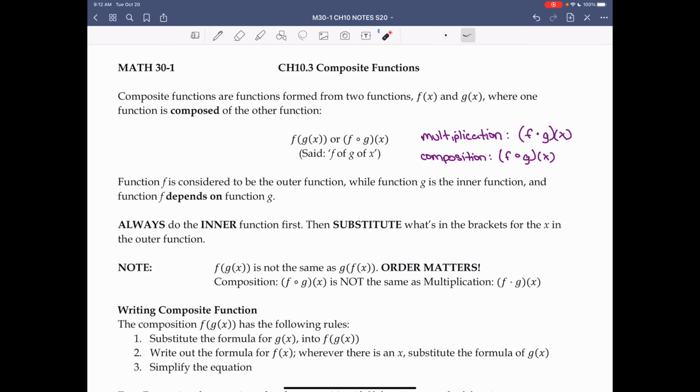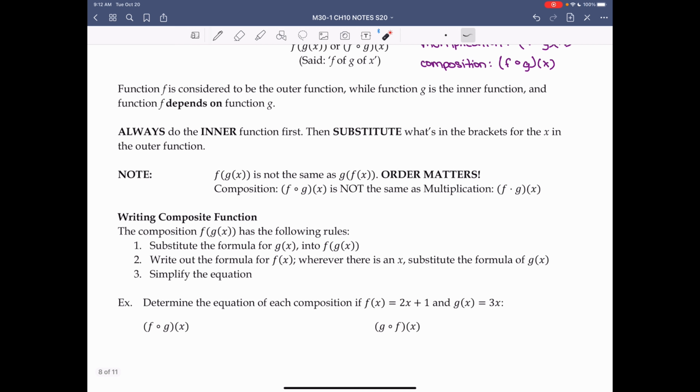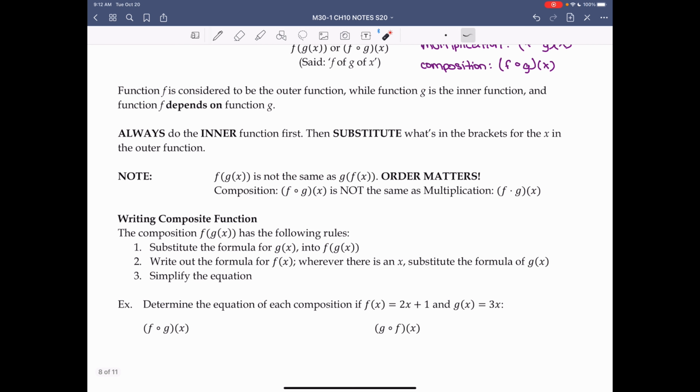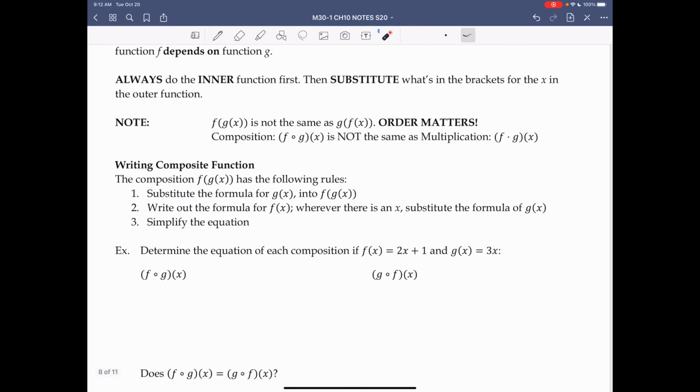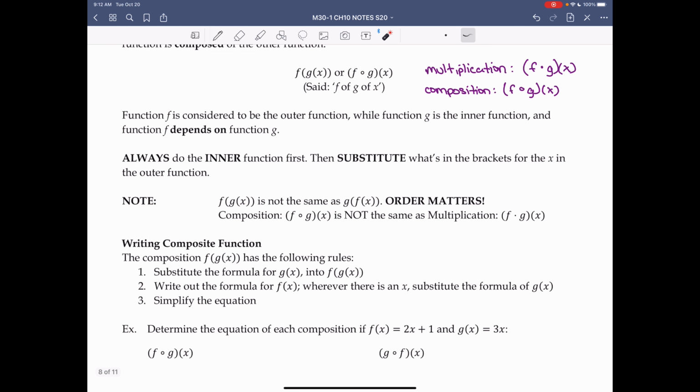Note, f of g of x is not the same as g of f of x, so the order matters, just like subtraction and division. Composition f of g of x is not the same as multiplication, so as I said up there, make sure you can identify the difference between the open dot, which means composition, and the solid dot, which means multiplication.